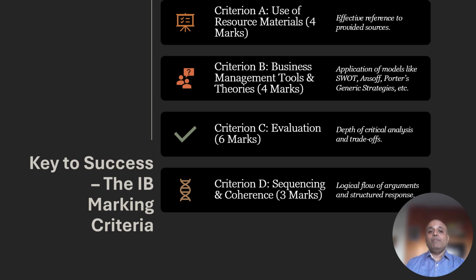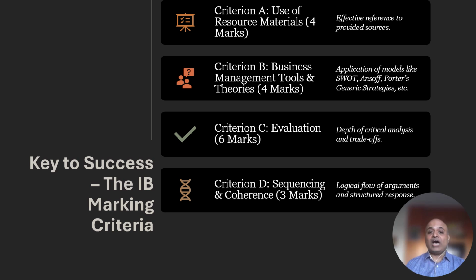Criterion B, business management tools and theories. Again, 4 marks. Here's where you show off your business knowledge. Use tools like SWOT, ANSOFF, Porter's generic strategies, Boston matrix, force field analysis, but don't just name them, apply them. Think of this like a secret weapon. If you use the right tool strategically, you make your argument much stronger.